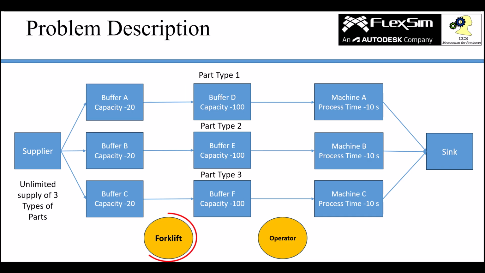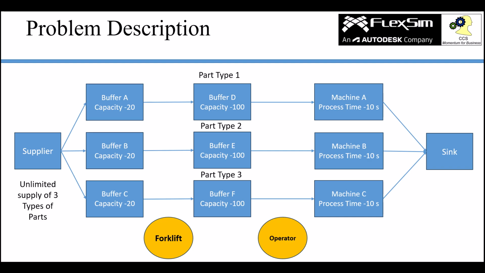The forklift is responsible for transferring the parts. It can carry a maximum of 5 parts at a time, and only one part type will be picked per trip. Part type 1 is transferred to storage area D, part type 2 to storage area E, and part type 3 to storage area F.